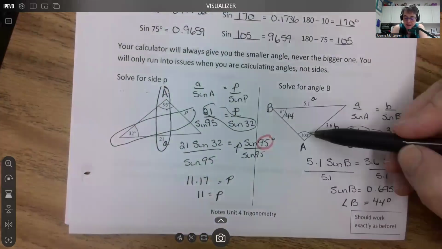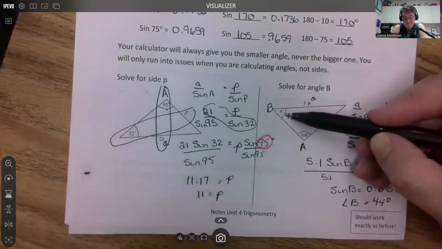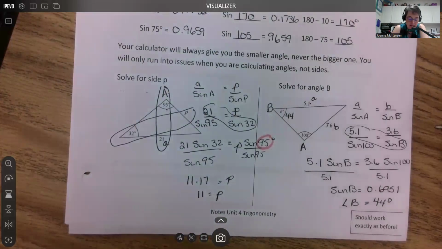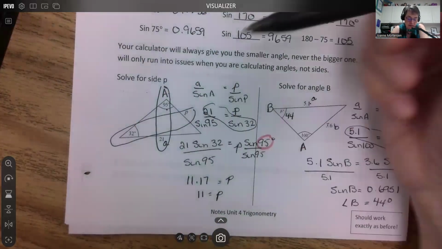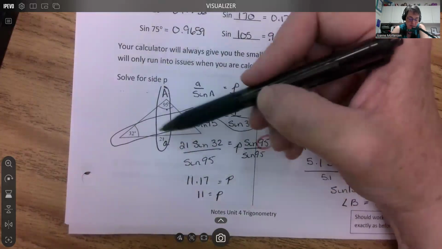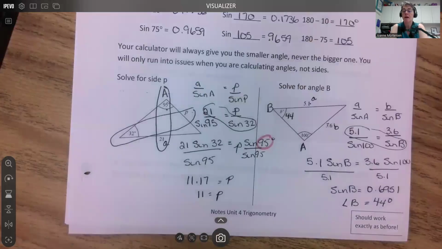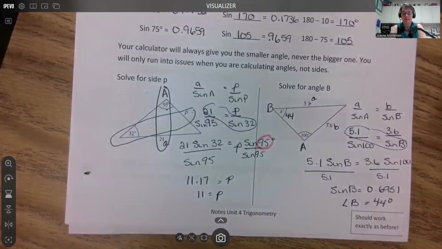Right, if we look at angle A, it's 100. That's going to be my biggest side. This one's smaller, so that makes sense. Actually, I'm going to go back and just do a quick check on this one. 95 was my biggest angle across from 21, which means this one better be less than 21. And it is. Ta-da!